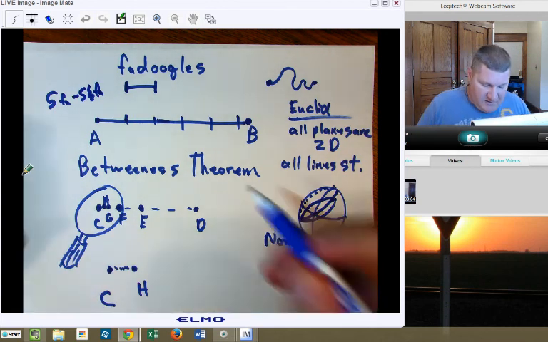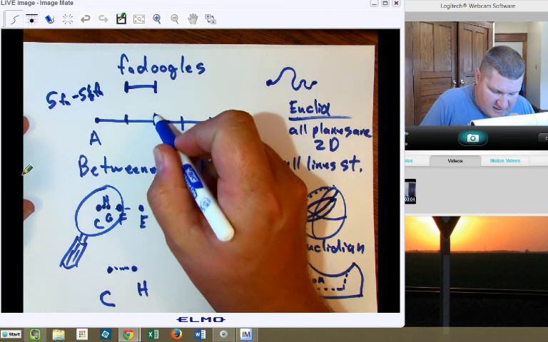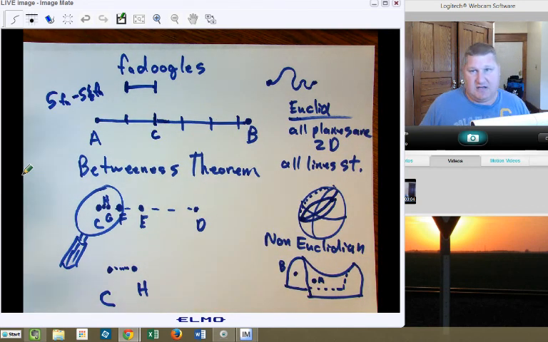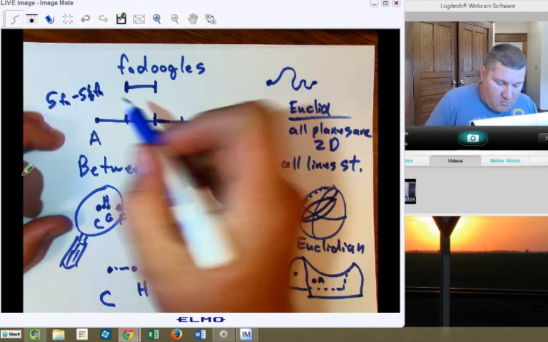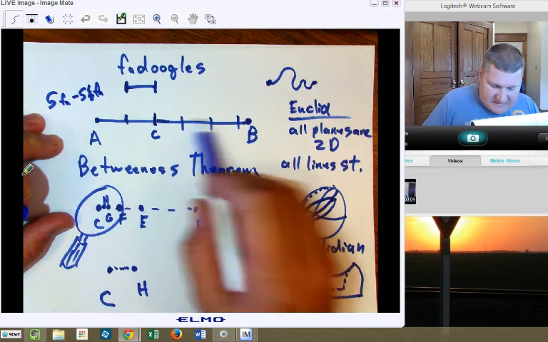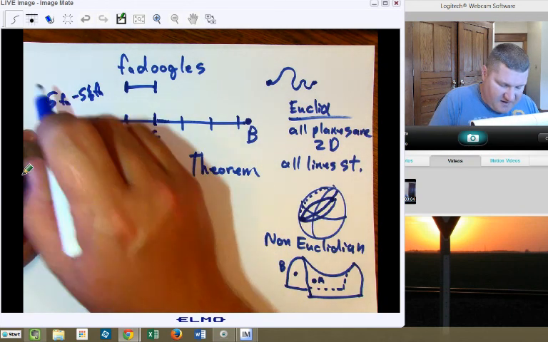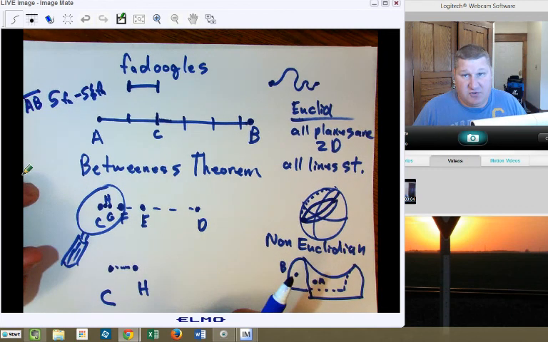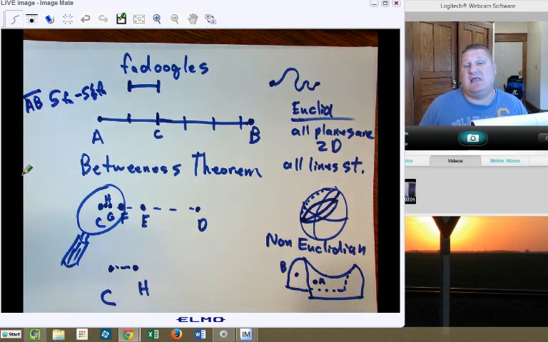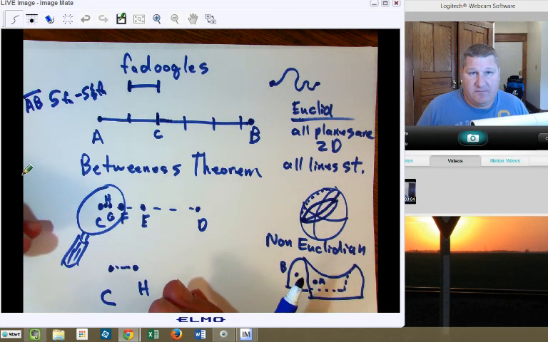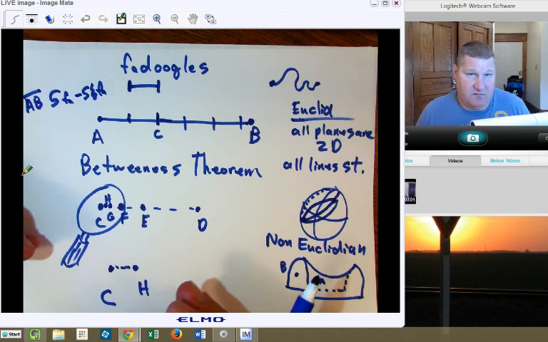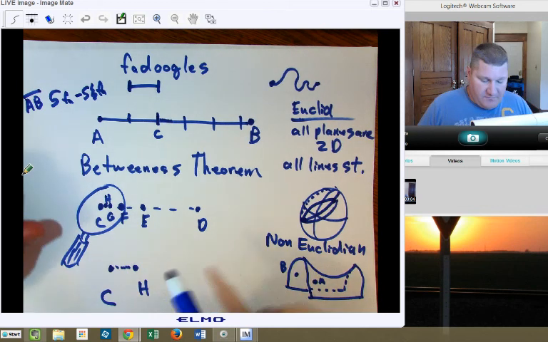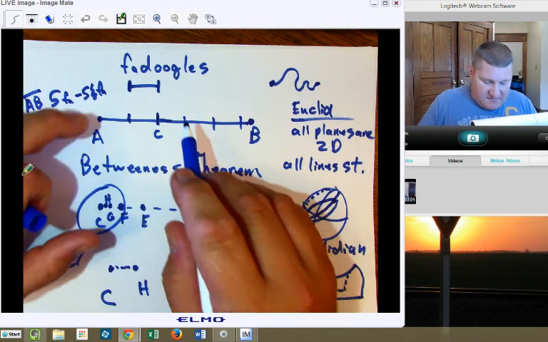Now, we could also do this. If I call this right here point C, at exactly 2 Fadoogles, what I can say is that this line from A to B is not just 5 Fadoogles, A, B. Now, by the way, it's a segment. You cannot measure the length of a line in Fadoogles. You need to ask yourself why you can't measure a length of a line in Fadoogles and then answer the question. So we have a length of a segment.